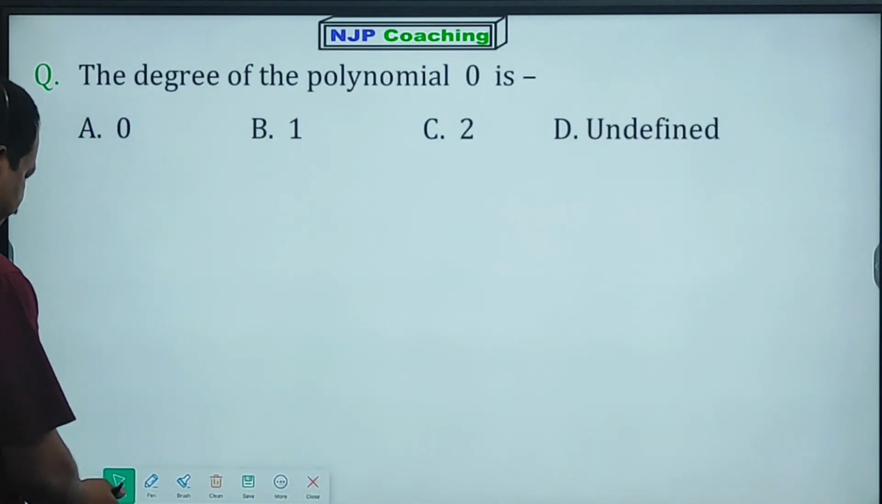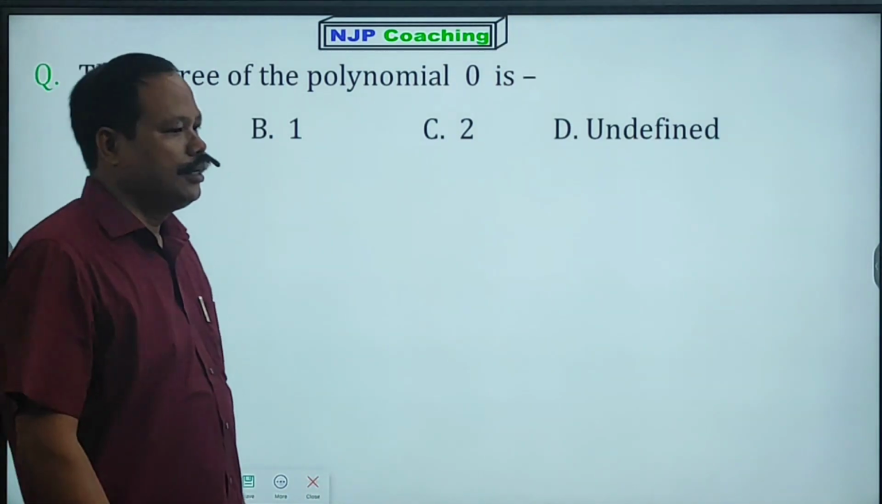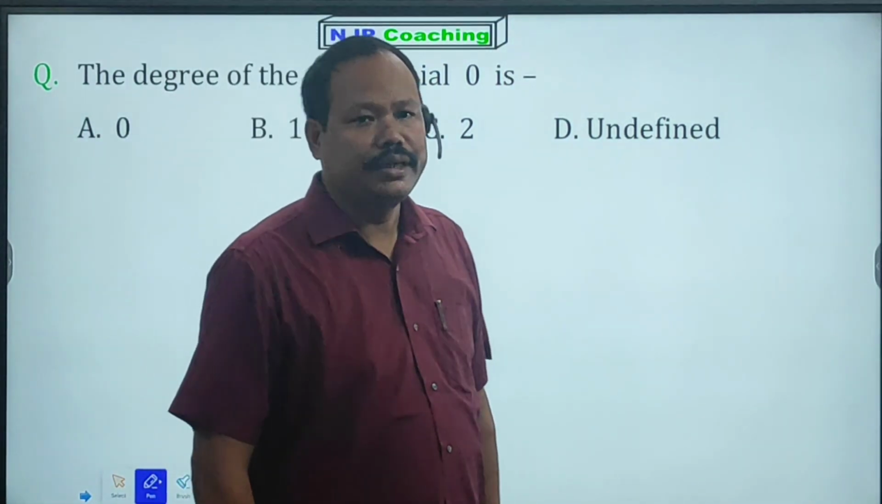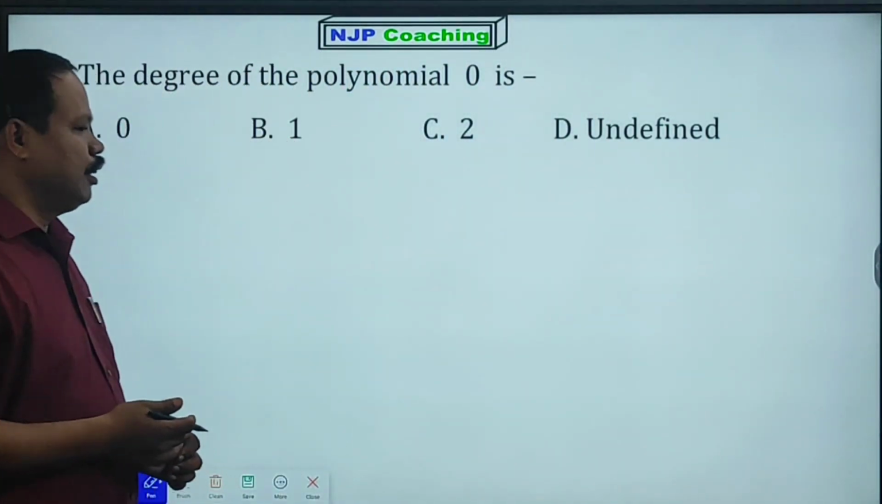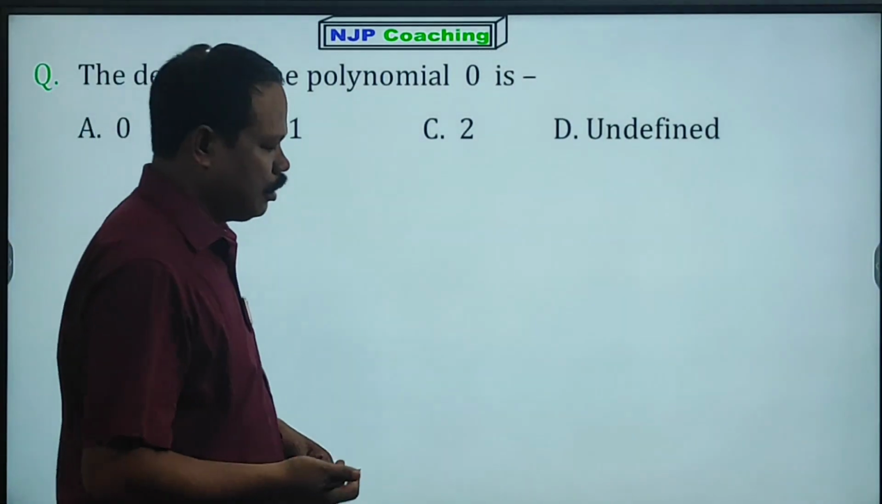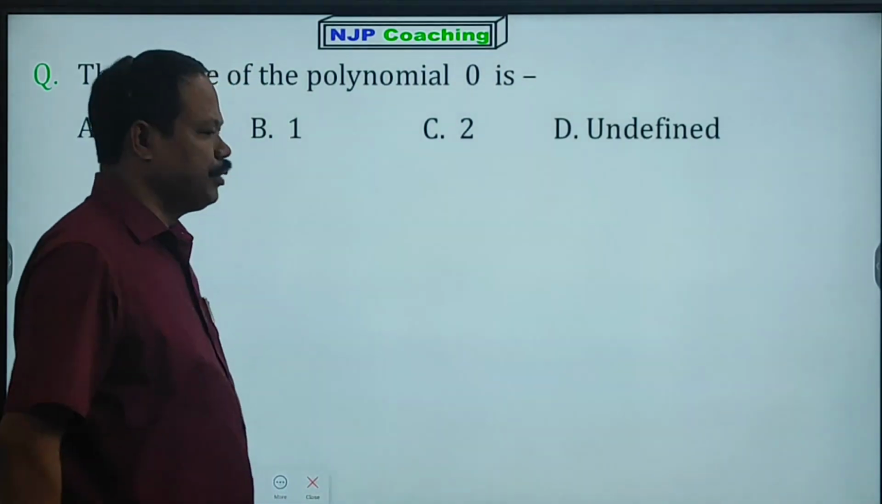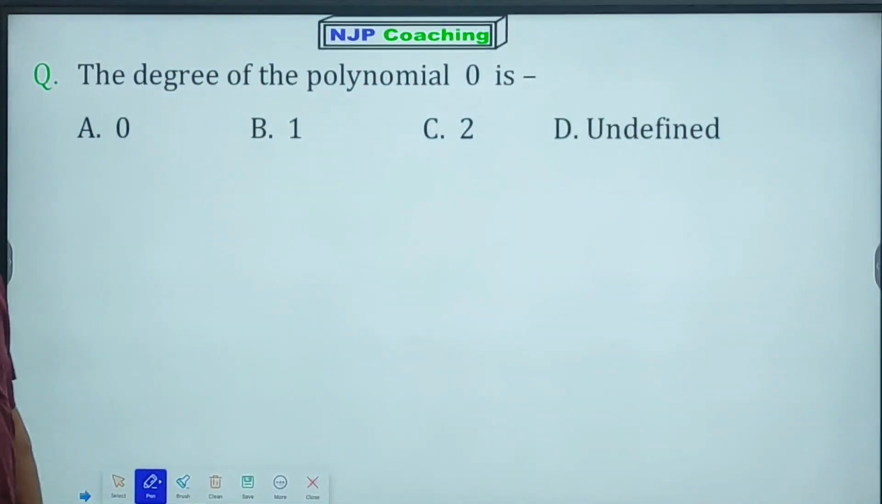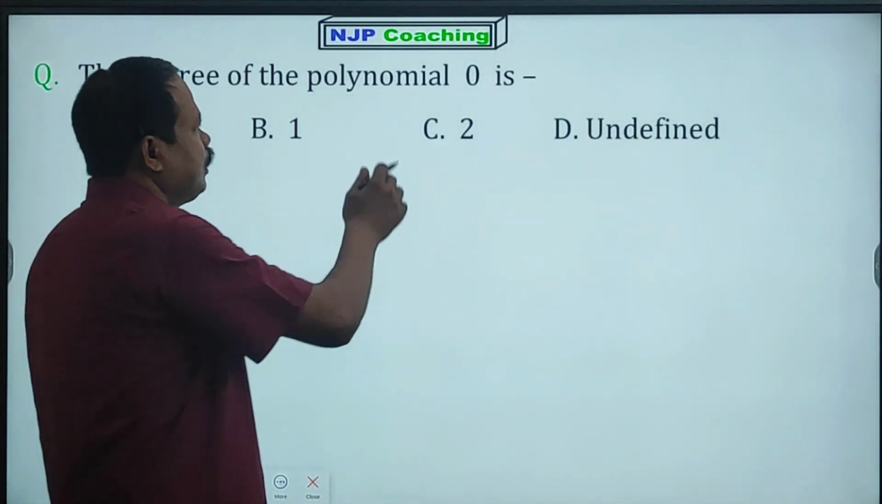Next, come to this question. Degree of polynomial 0. Okay, we are getting so many types of polynomials: quadratic polynomial, cubic polynomial. The degree of a quadratic polynomial is 2, the degree of a cubic polynomial is 3. But here it is mentioned the polynomial is 0.